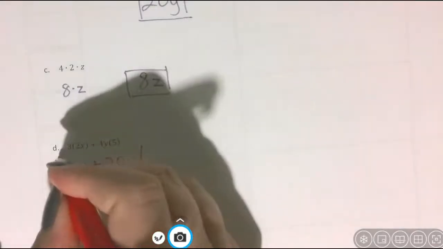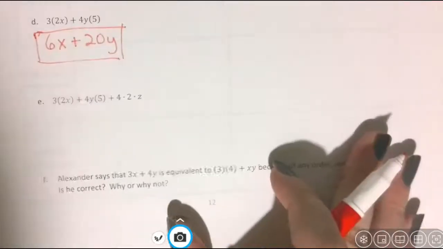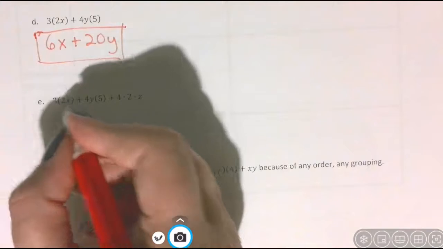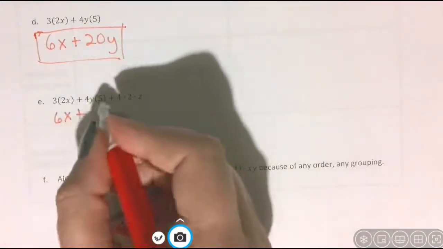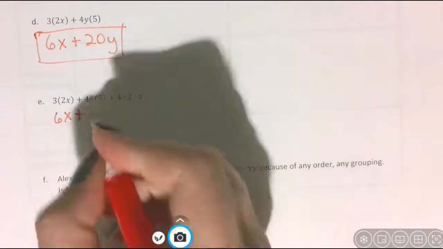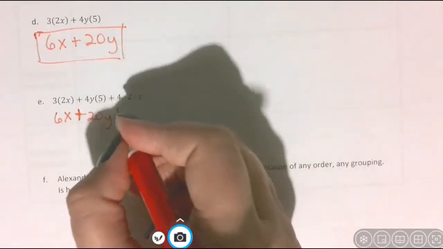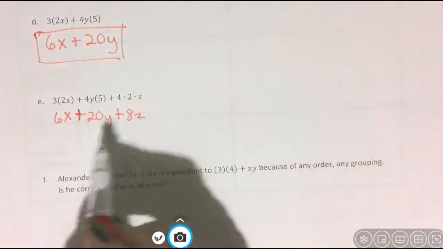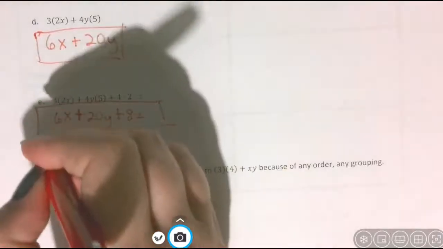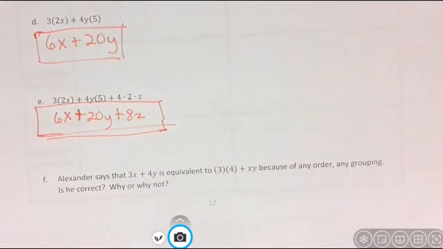So this is standard form. These are not like terms because they do not have the same variable. Okay. Again, our 3 groups of 2x, which is 6x. 5 groups of 4y, which is 20y. And then 4 times 2 times z is 8z. And this is standard form. All of the like terms have been collected. It's a little messy, but that's okay.